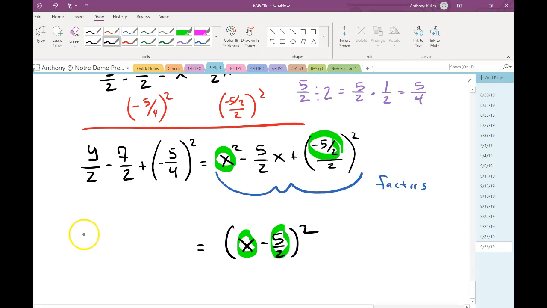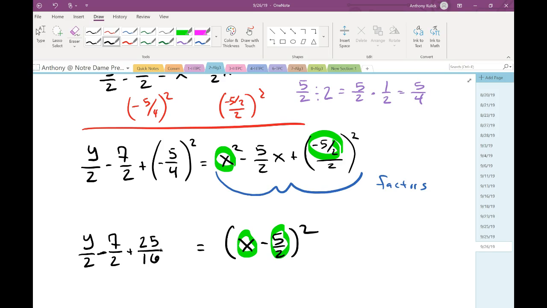On the left-hand side now, I'm just going to do a little bit of simplifying. So when I take negative 5 over 4 squared, to square a fraction, I square the top and I square the bottom, right? So negative 5 squared is positive 25, and 4 squared is 16. Okay with that.